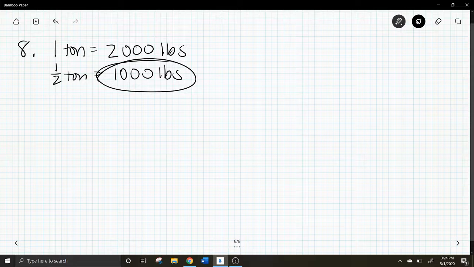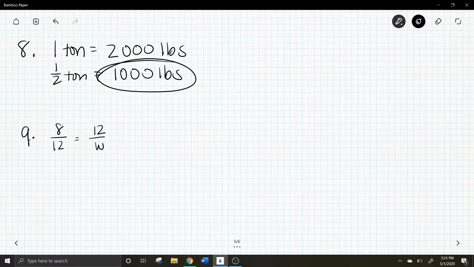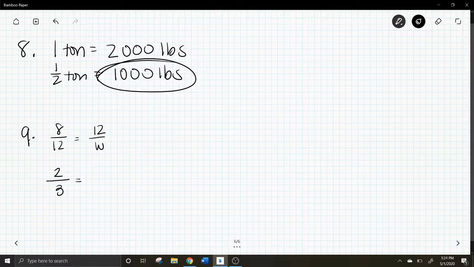Okay. Number 9, solve this proportion. 8 over 12 equals 12 over W. Now, one of the great things that you need to remember is before you solve proportions, it's going to be a lot easier if you reduce that proportion first. So let's reduce 8 over 12. What can that become? All right, so both of those numbers can be divided by 4. So 8 divided by 4 is 2. 12 divided by 4 is 3. So we'll really simplify this process.